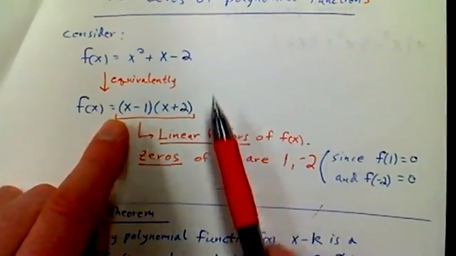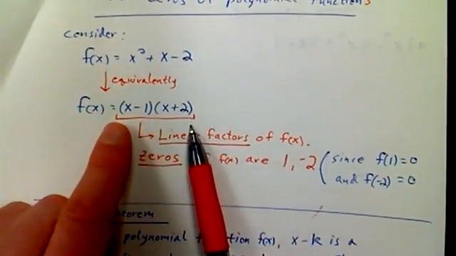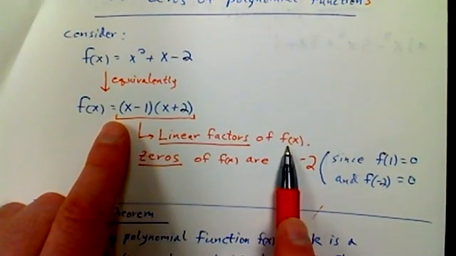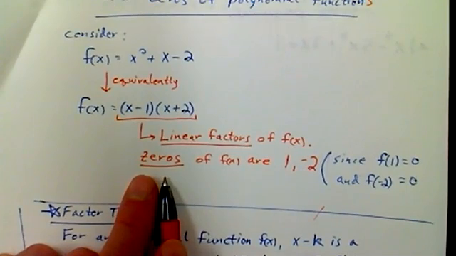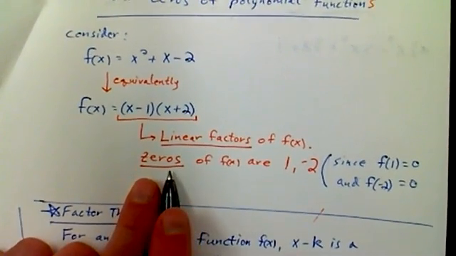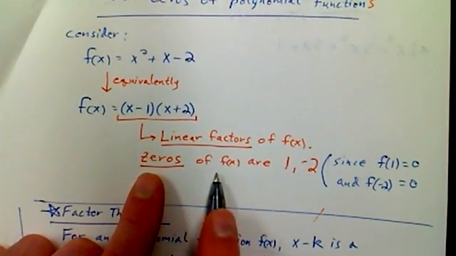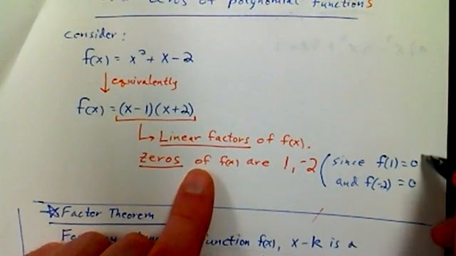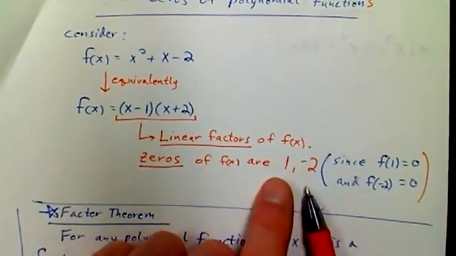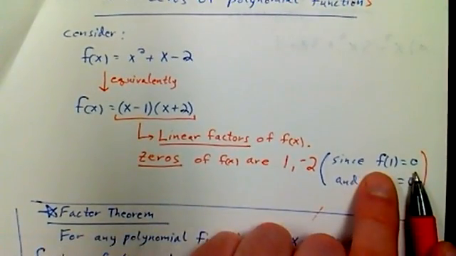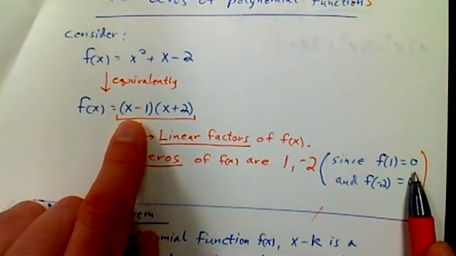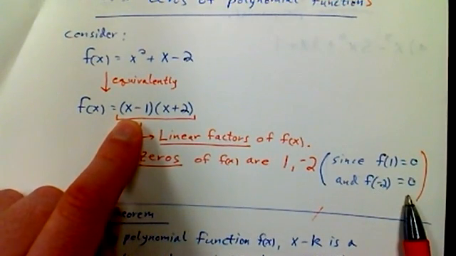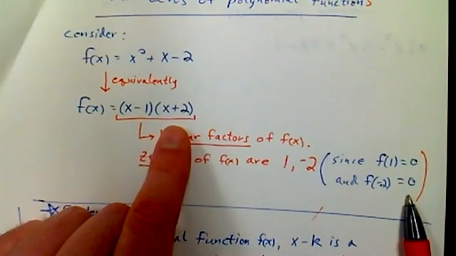And a lot of times we're interested in getting a function as a multiple of linear factors. Generally, from the linear factors, we can easily find the zeros. So for zeros, this is whatever makes f of x equal to 0. So the zeros are 1 and negative 2. Why are 1 and negative 2 the zeros? Well, f of 1 is equal to 0, which is easy to see with this linear factor, and f of negative 2 is equal to 0, which is easy to see with this linear factor.